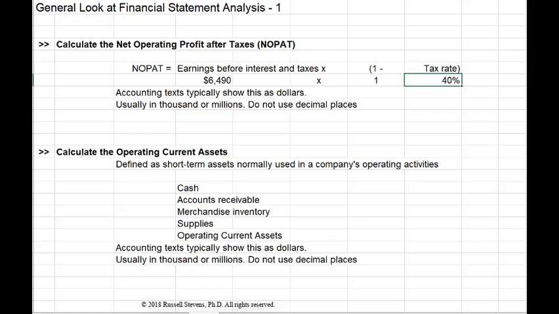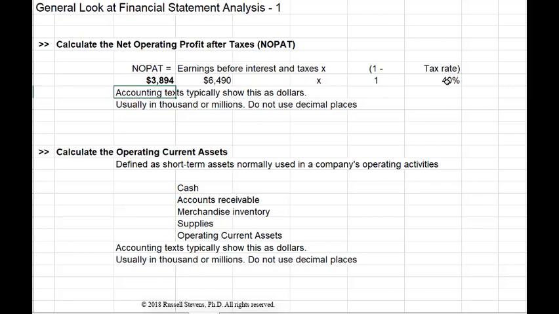Now to enter the calculation. In using Excel, you will start a formula with an equals sign, then click on the workbook cell with the earnings in it. Then you type an asterisk, which is used to signify multiplication, and put in an open parenthesis and a 1 and a minus sign. Now you click on the tax rate, put in a close parenthesis, and press enter. You've just calculated the net operating profit after taxes. In this case, it says $3,894,000 without the trailing zeros.